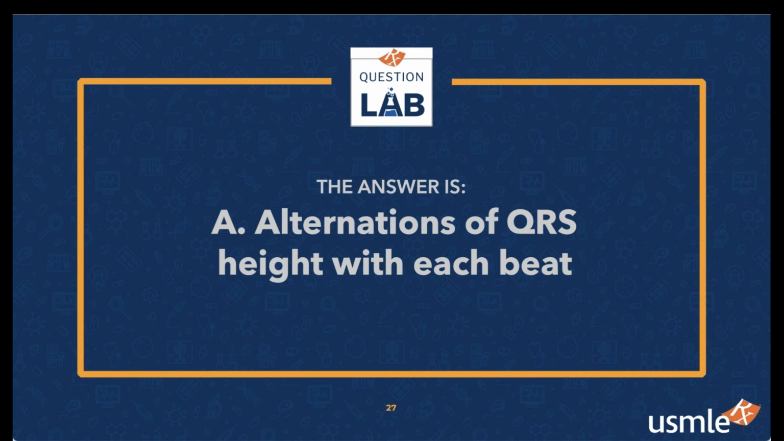And the answer is answer choice A, alternations of QRS height with each beat. So congratulations, you guys did it. You went 4 for 4 tonight, and that's tremendous. Especially since we had a couple of pretty tough ones in here.